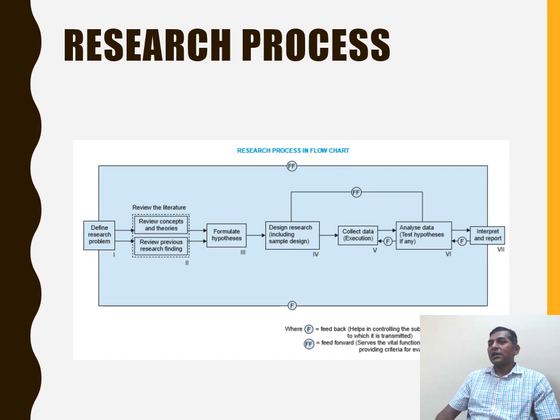Once you do a literature survey, then the third stage is to formulate a hypothesis. What are you expecting? What will be the outcome? How are you going to generate it? What do you claim will be implemented in your research? You do it. It's known as formulating a hypothesis. Then the next part is design a research.